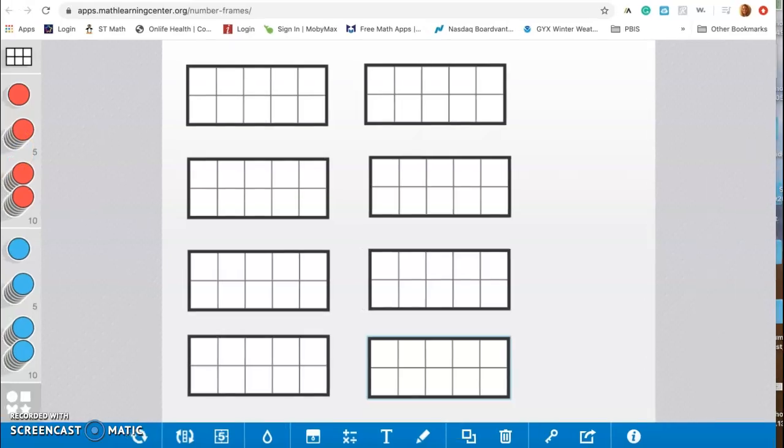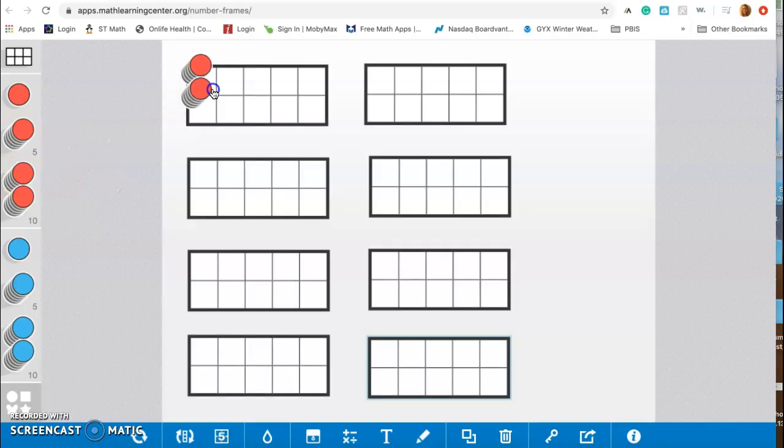Hi, kindergartners. I know you have been working hard on learning about subtraction. So today we're going to use the number rack app, the number frames app, to work on those subtraction skills that you've been working on with your teachers. And I saw that you were doing all kinds of work with thinking about eating foods. So we're going to start out today with strawberries.